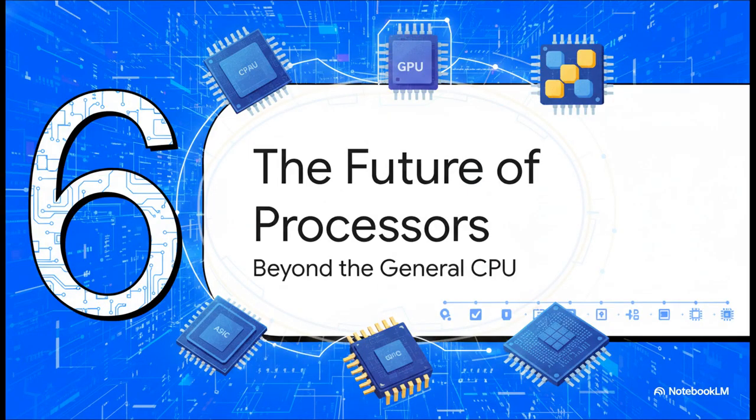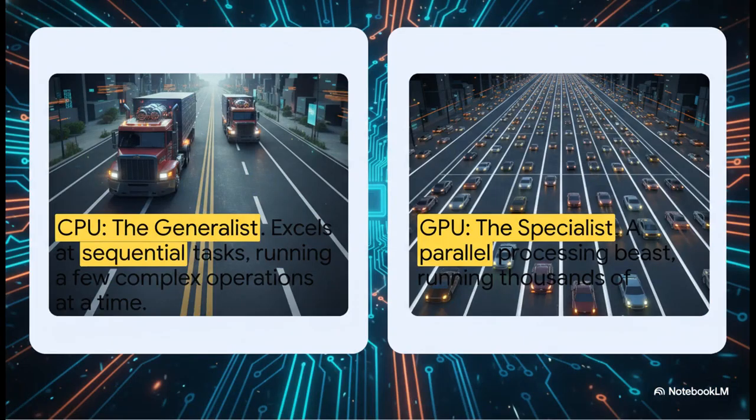For decades, the general-purpose CPU was king. It was the undisputed brain of the computer. But the kinds of problems we're trying to solve now are getting more and more specialized, and a one-size-fits-all approach isn't always the best or the fastest. And that brings us to the specialists.